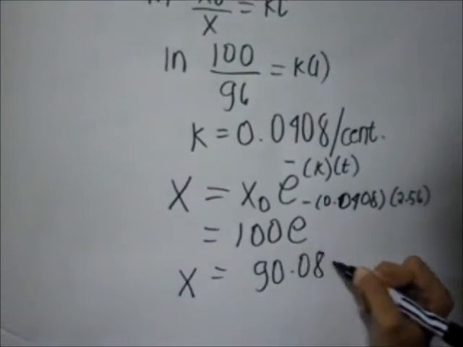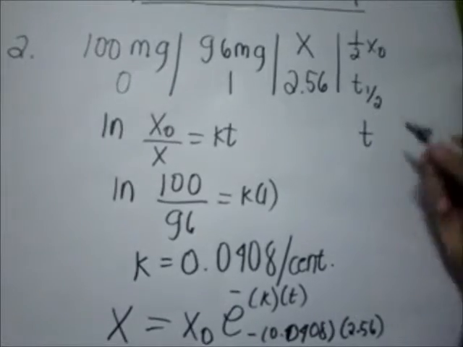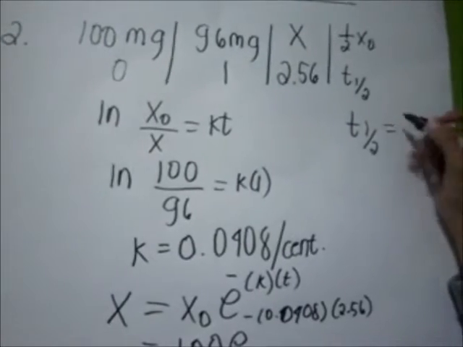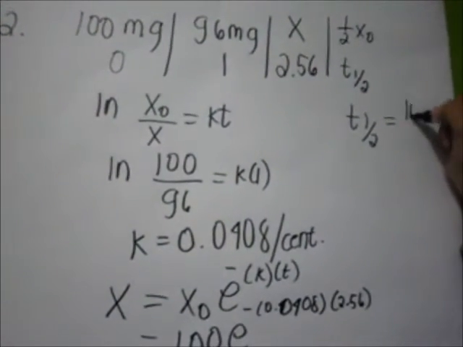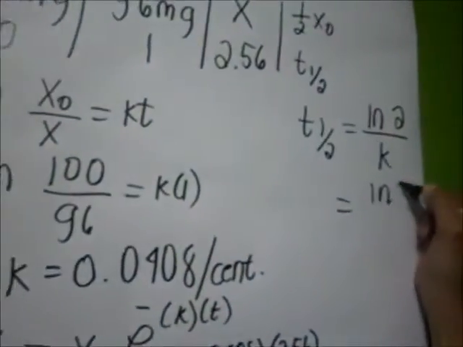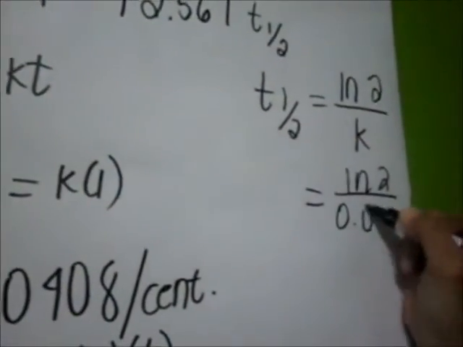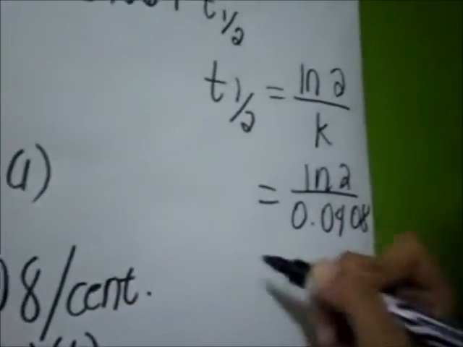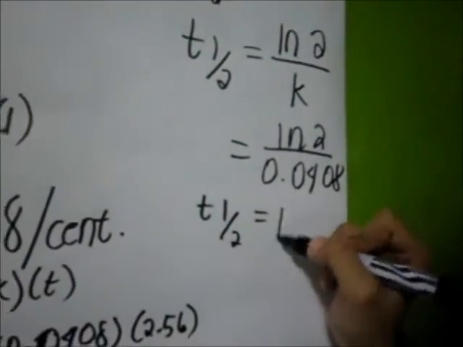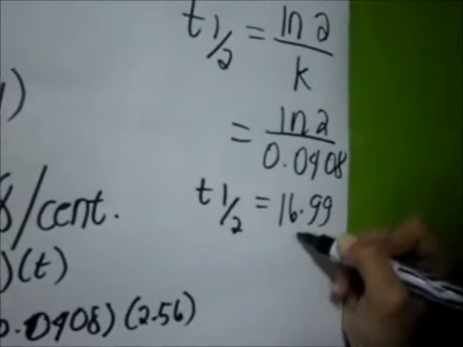So solving for this, we will get x is equal to 90.08 milligrams. And to solve for its half-life, we use the equation T sub 1/2 is equal to ln 2 divided by the value of k. So we will have ln 2 over 0.0408. So the value of our half-life is equal to 16.99 centuries.